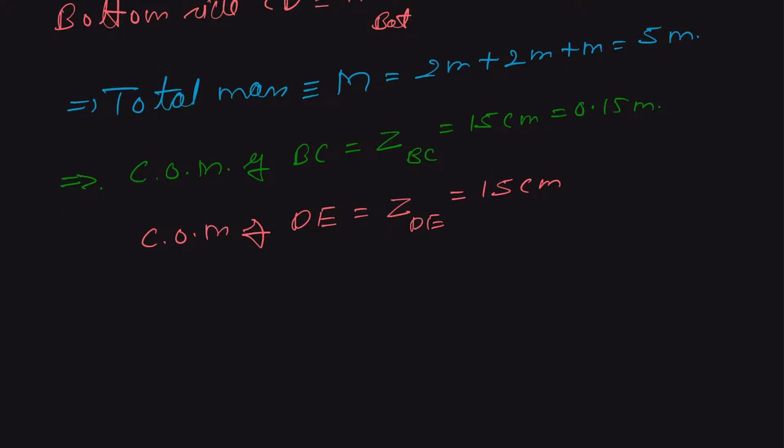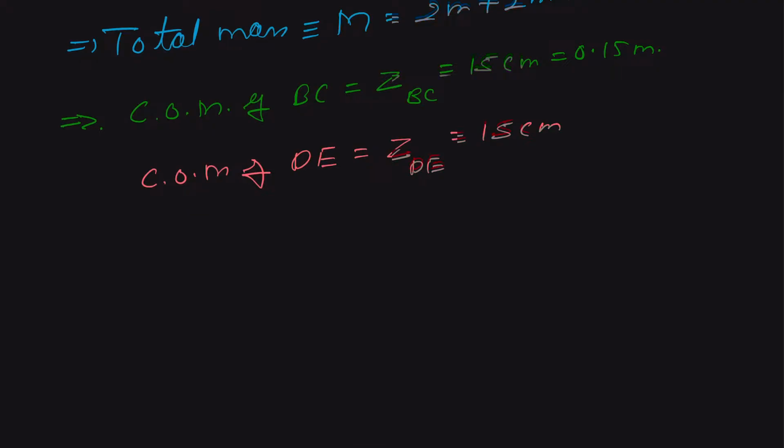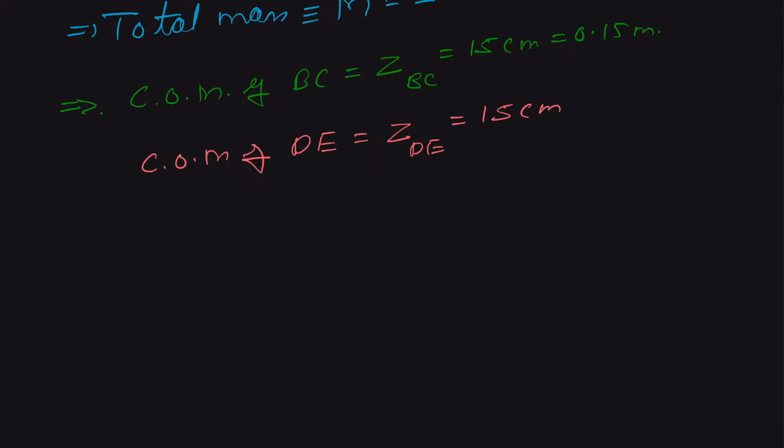Okay. And for our CD, the center of mass, which is our ZCD, because CD is 15 centimeter long, and both C and D are 30 centimeter below from the top. Therefore, we can say that ZCD will be equal to 0.30 meters. Okay, and we can write this also 0.15 meters.